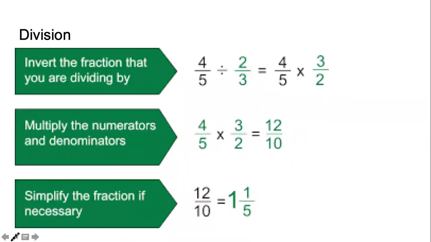Suppose the fractions are 4/5 and 2/3. Now we need to divide 4/5 by 2/3. 4/5 को हमको 2/3 से divide करना है. So what we will do is, we will take the reciprocal of the second fraction, the divisor. This is the divisor. We take the reciprocal of the divisor and we multiply it to the dividend.